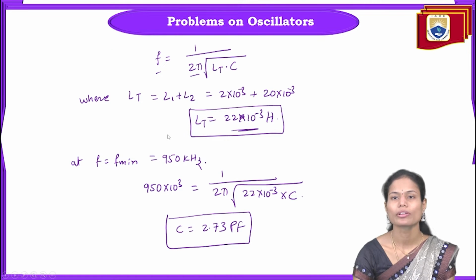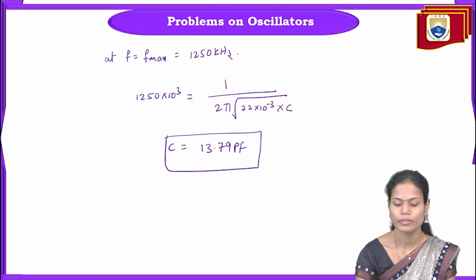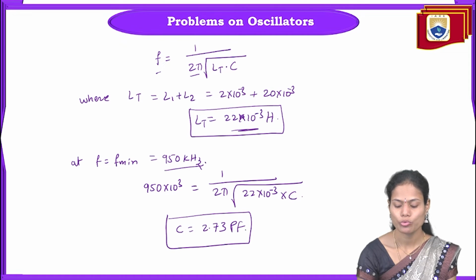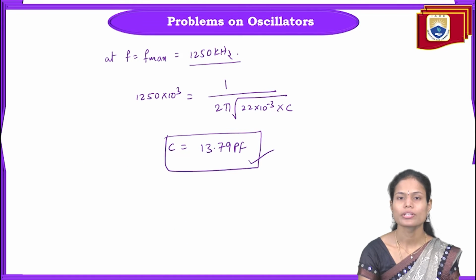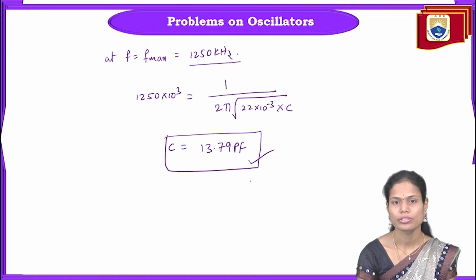So in this particular case, whenever the frequency changes from 950 kilohertz to 1250 kilohertz, the capacitance varies from 2.73 picofarads to 13.79 picofarads. That's why it is indicated as a variable capacitance. The inductance values are fixed here, but the capacitance value changes with respect to the frequency.